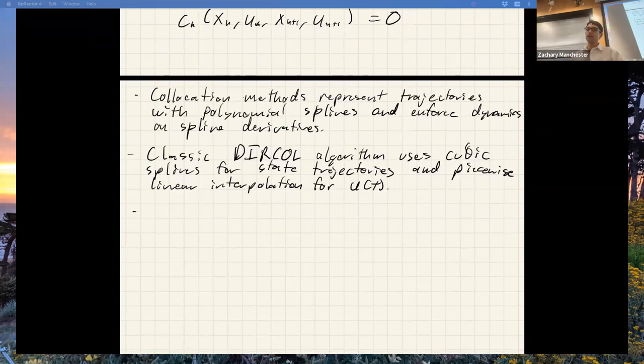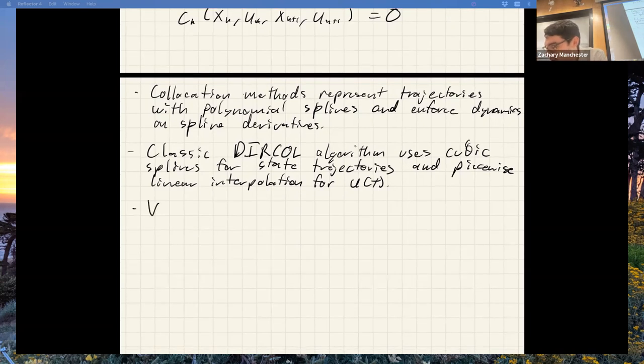As an aside, you can keep upping the order on the polynomials, and sometimes this is useful. In particular, in aerospace applications like interplanetary trajectory design, like JPL stuff, they actually use eighth order polynomials for some of that. But in robotics, it's not very common because usually our models aren't that good and our dynamics are not that smooth. So we tend to use lower order stuff.